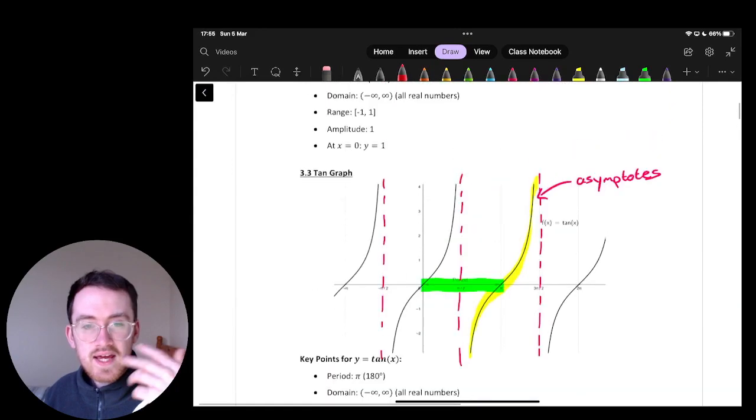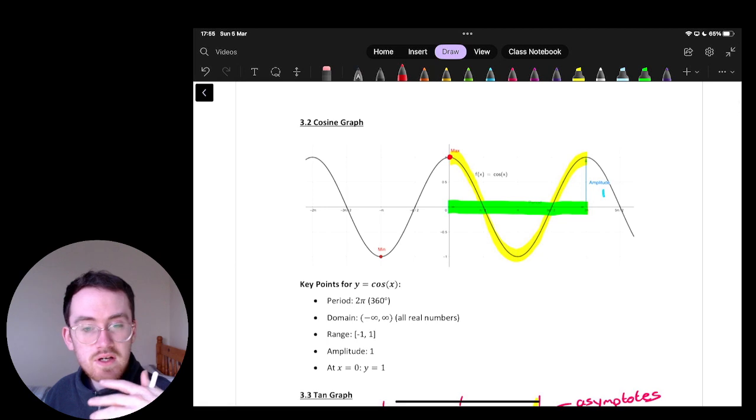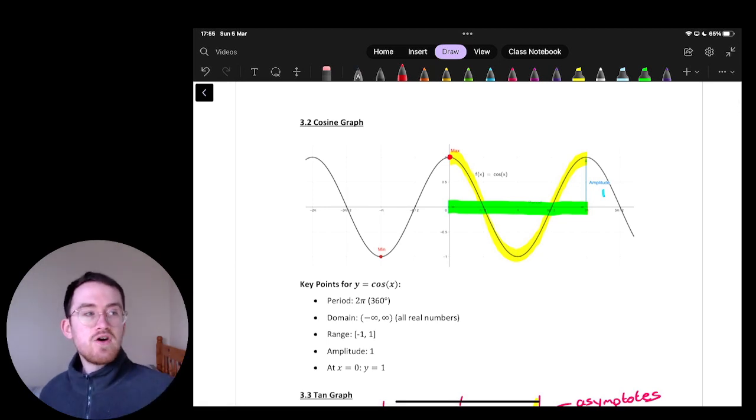What we're going to look at in the next video is more about the different parts, the period, the domain, the range, the amplitude, those sort of things, how we can transform those and applying that then to exam questions, because that's really more the sort of thing we would see rather than the standard graphs.